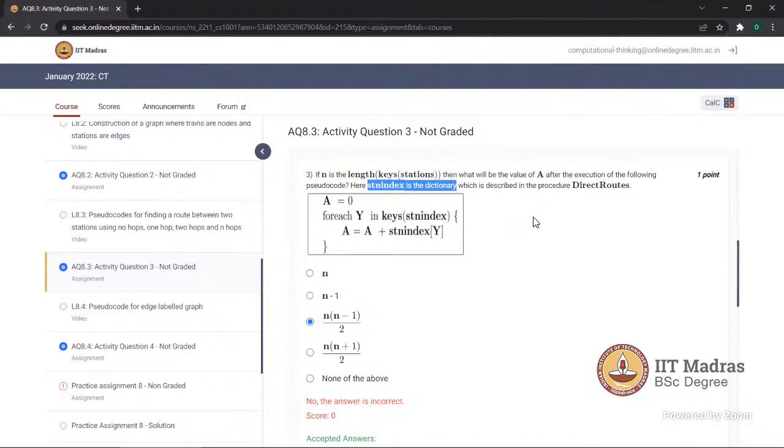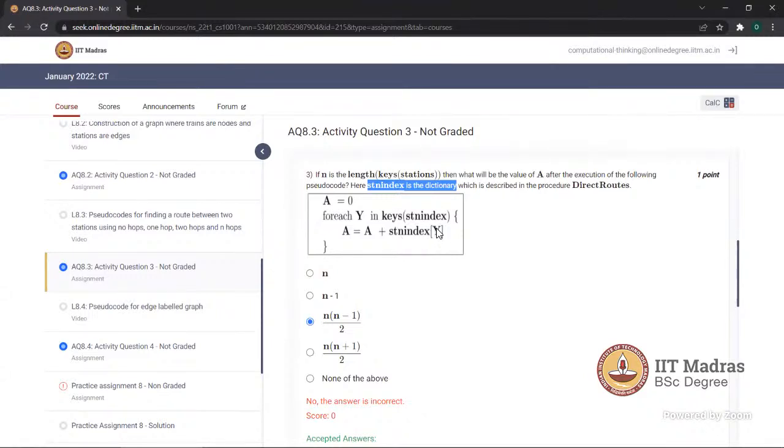Correct. Now we are taking all those keys for each Y, right? The Y will have each key at any given point. And then what we are doing? A is equal to A plus station index of Y. So what will station index of Y give you?